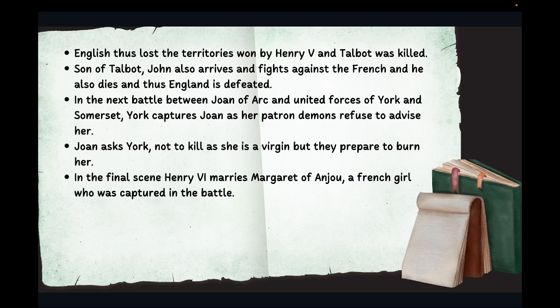In the next battle between Joan of Arc and the united forces of York and Somerset, York captures Joan as her patron demons refuse to advise her. So it is said that Joan was not able to use her intuitions. Joan asks York not to kill her as she's a virgin, but they prepare to burn her. In the final scene, Henry VI marries Margaret of Anjou, a French girl who was captured in the battle.